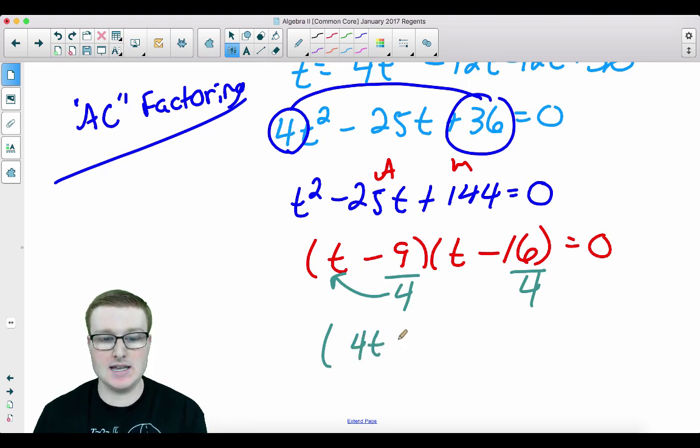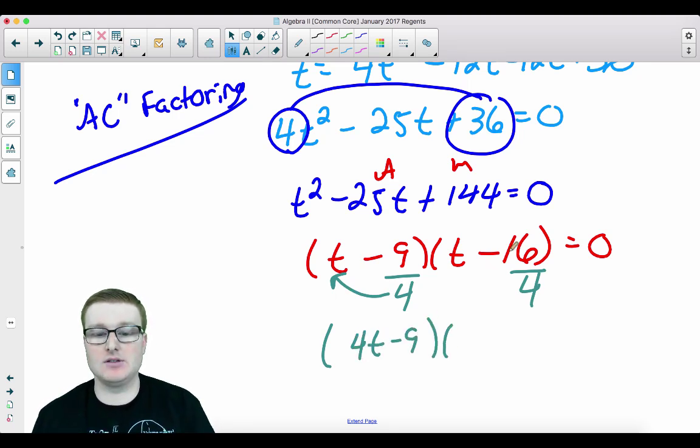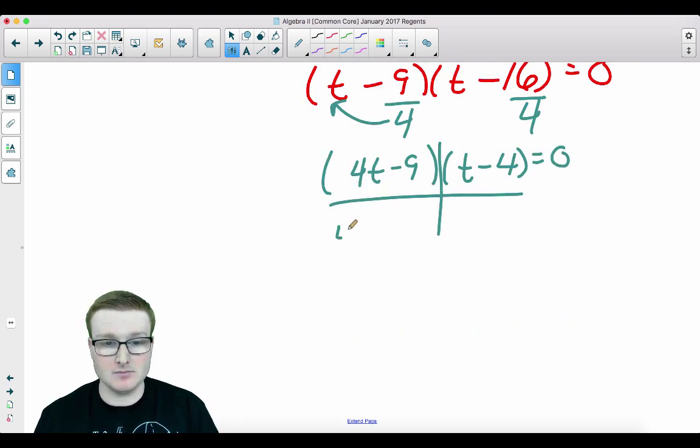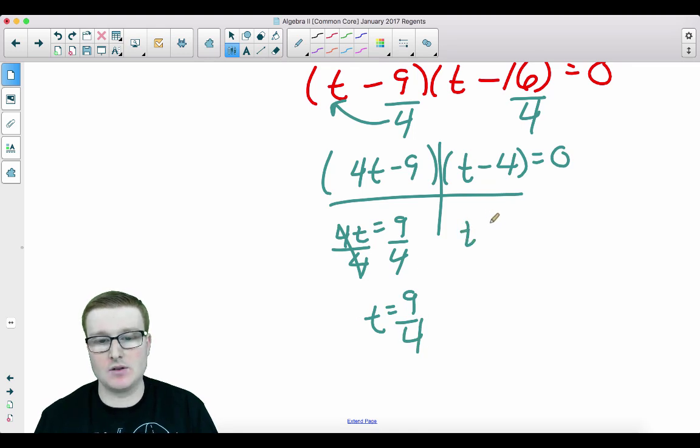So you get 4t minus 9, and this one could simplify nicely. We get t minus 4 equals 0. T-bar it. We get 4t equals 9, divide by the 4 on both sides, and you get t equals 9/4. And over here, t is equal to 4.